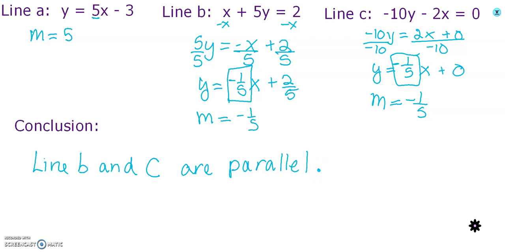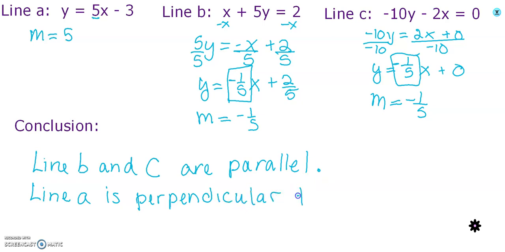And what do we know about the slope of A? It's not the same, but is it the negative reciprocal of -5? The answer to that is yes. So we can say that line A is perpendicular to both line B and C. I'm just looking at their slopes and seeing if they match. If they're the same, then they could be parallel. If they're negative reciprocals, then they're perpendicular.